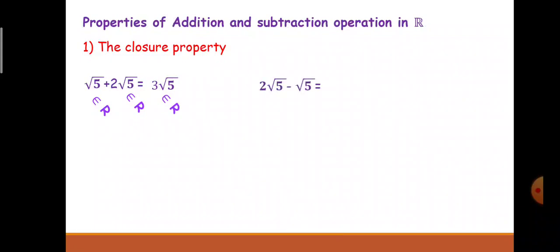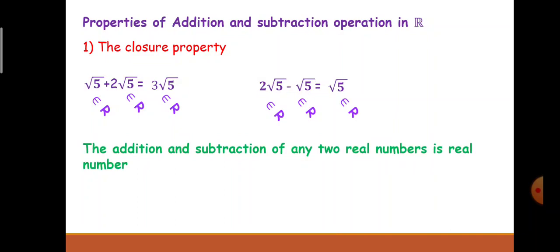So, if we change the place of each one, 2 square root of 5 minus square root of 5 will be equal to what? Will be equal to square root of 5. So, the first term belongs to R. The second term belongs to R. The result here also belongs to R. So here, the addition and subtraction of any two real numbers is a real number. So closure means what? All terms we have in addition and subtraction operations will belong to R. Okay?